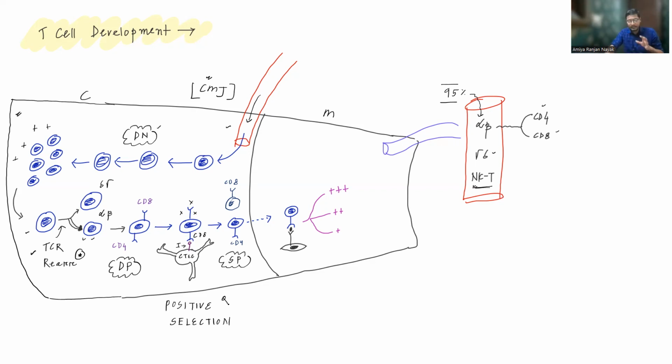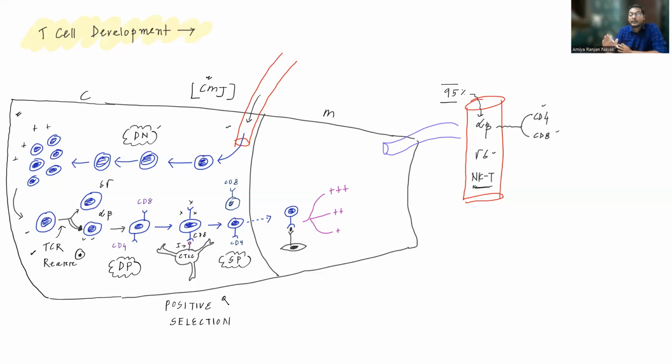There will be some double positive T lymphocytes which cannot interact with the cortical thymic epithelial cells, because of various reasons. Most of the double positive T lymphocytes cannot interact with the cortical thymic epithelial cells, and those double positive T lymphocytes will undergo apoptosis inside the cortex itself.